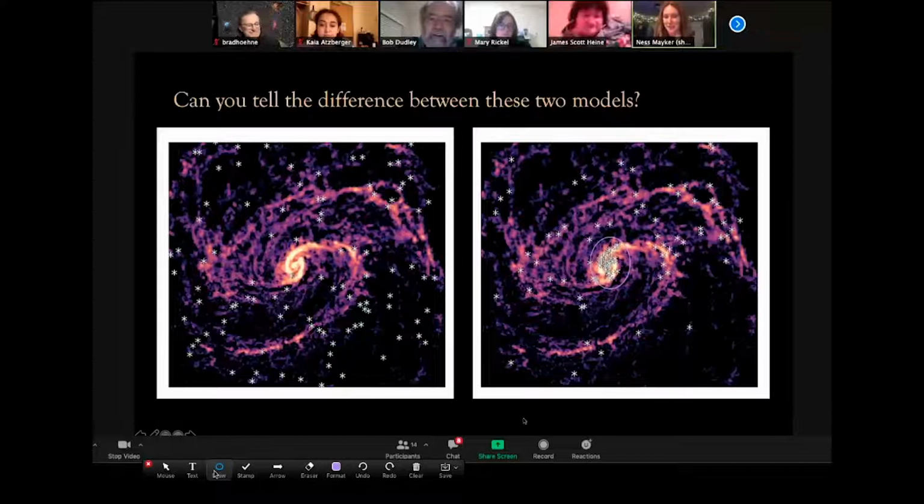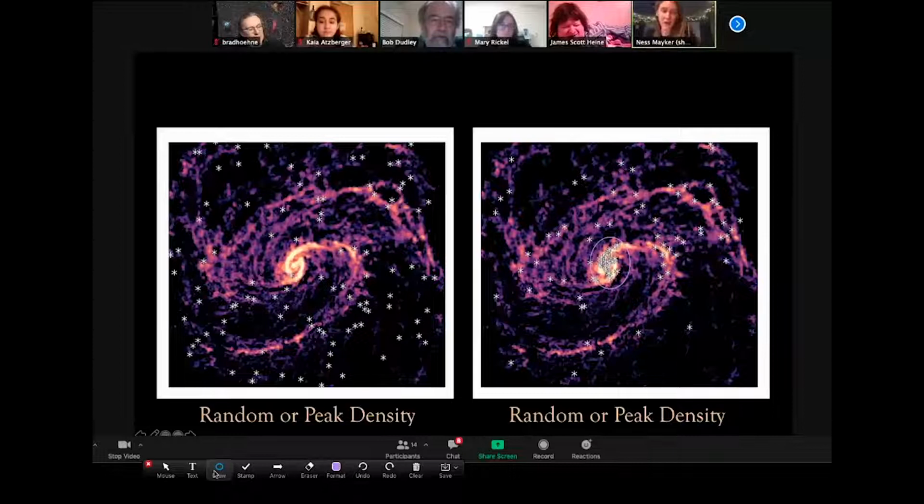I'm going to give you all a little task now. In these models that I made, in one of the models, I made it so the supernova only go off, or preferentially go off, in molecular clouds where the gas is really dense. In the other model, the supernova are randomly distributed throughout the entire galaxy. They wouldn't choose to go off in the clouds, they would just go off randomly. Could you use annotate to circle either random or peak for each of the models? See if you can figure out which model has supernova going off randomly and which has supernova going off preferentially in molecular clouds.